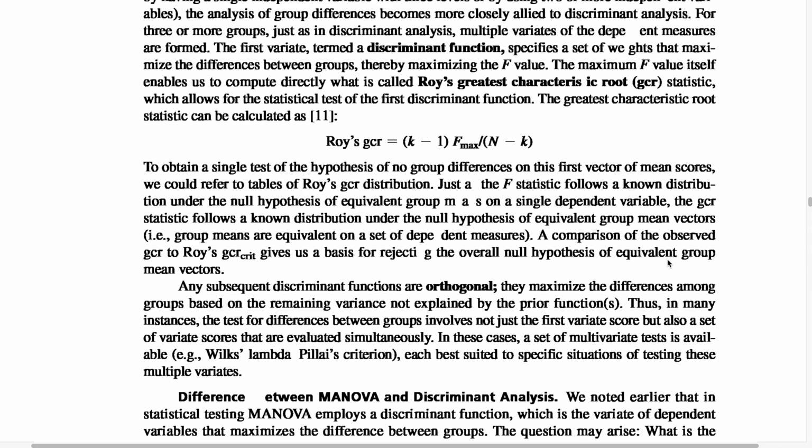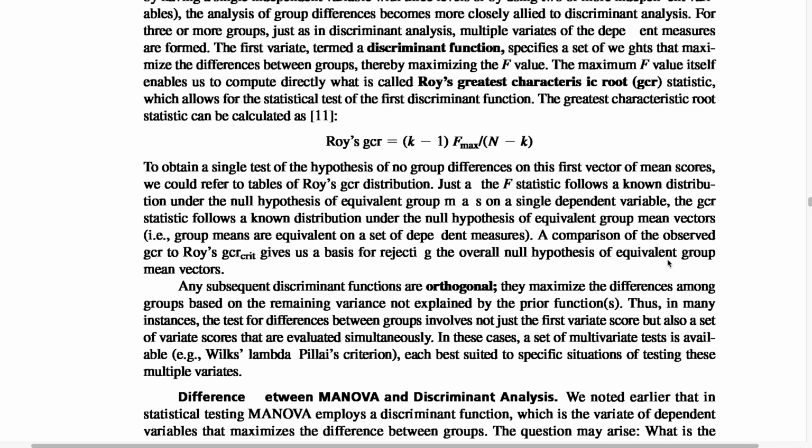A comparison of the observed GCR to Roy's GCR gives us a basis for rejecting the overall null hypothesis of equivalent group mean vectors. Any subsequent discriminant functions are orthogonal. They maximize the differences among the groups based on the remaining variance not explained by the prior functions.